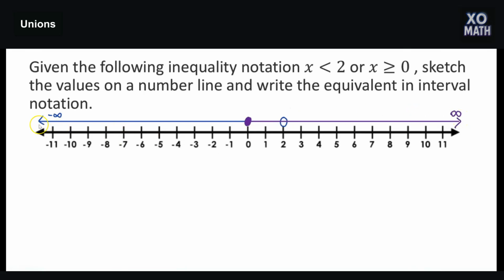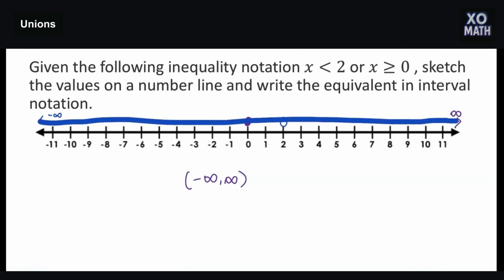Well, that means that my value could be from anywhere on the number line. Every single value is covered by the collection of those two sets. So in interval notation, that would be open parentheses, negative infinity to infinity. So to be clear, our number line representation would be just one solid line across the entire number line from negative infinity to infinity.